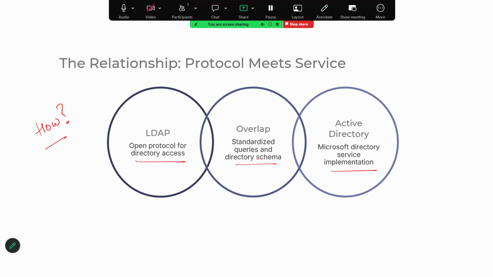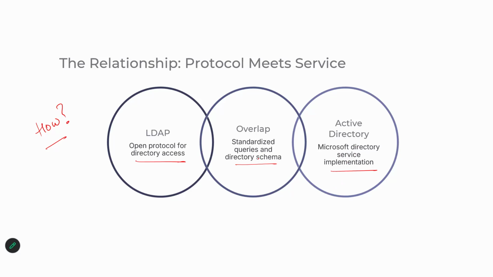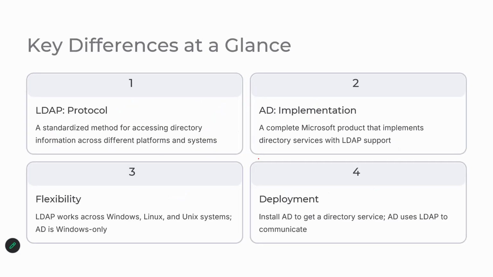So we can use an analogy here. A useful analogy is LDAP is like the postal service, the protocol for sending and receiving mail, while Active Directory is like a specific company's mail room and filing system, the system that stores and manages the emails. So that is the relationship. Then next is the key differences.